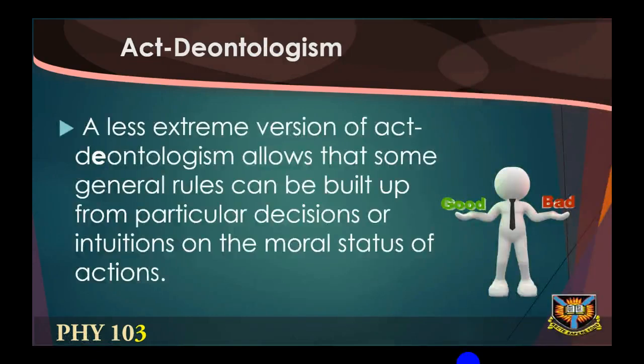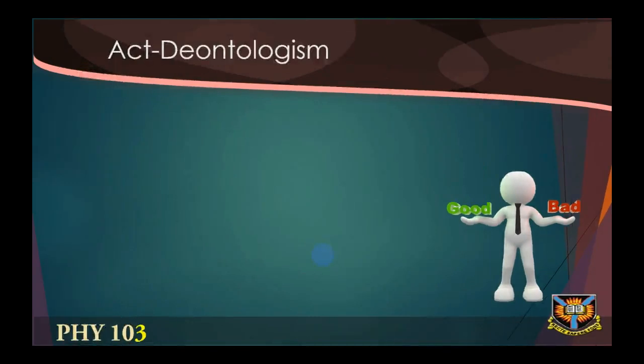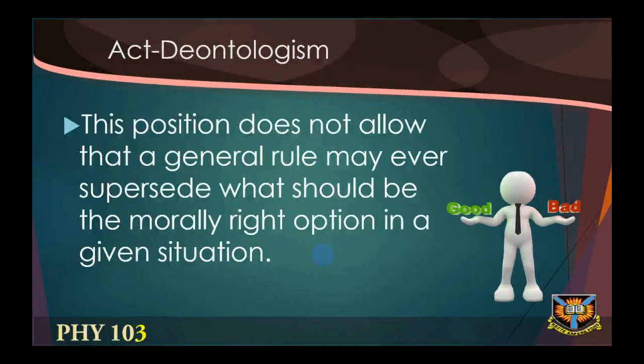A less extreme version of act deontologism allows that some general rules can be built up from particular decisions or intuitions on the moral status of actions, and these may be useful in determining what should be done in other similar cases in which we need to determine the moral status of actions. However, this position does not allow that a general rule may ever supersede a well-taken particular judgment as to what should be the morally right option in a given situation.